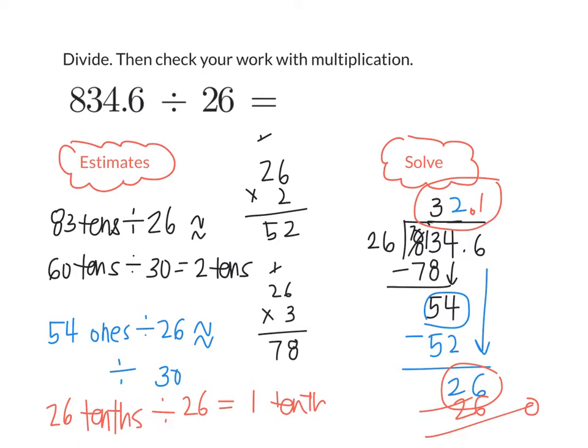32.1. After all this work, guess what? We've done half the problem. What comes next? Check. What do I have to multiply in order to check my work? 32.1 times 26. Okay, great. Let's do it. So, I would see that my original whole, 32.1 times 26.